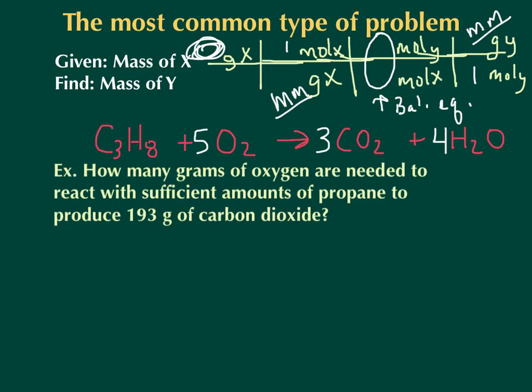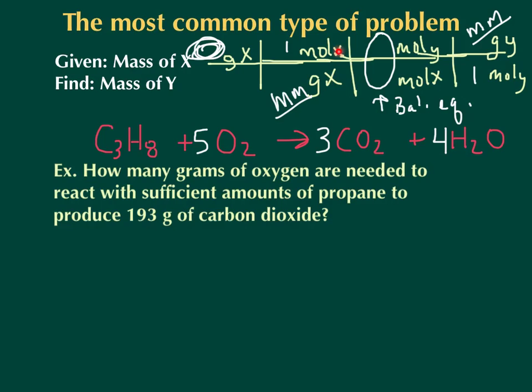Now, the question is asking us how many grams of oxygen. That's what we want to find. That's like this, mass of Y. Y is our oxygen in this case. And it says to produce 193 grams of carbon dioxide. This is what we're given. This is our mass of X. So everywhere there's X up here, that's going to be our carbon dioxide. So we're going to go ahead and go through this one.